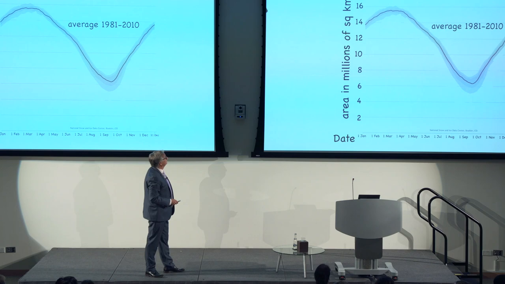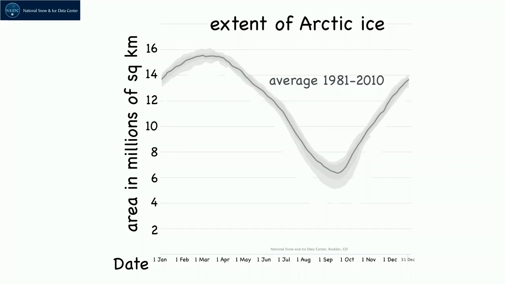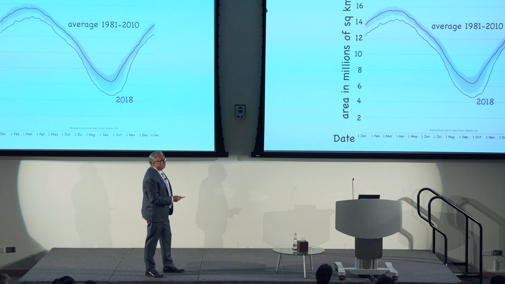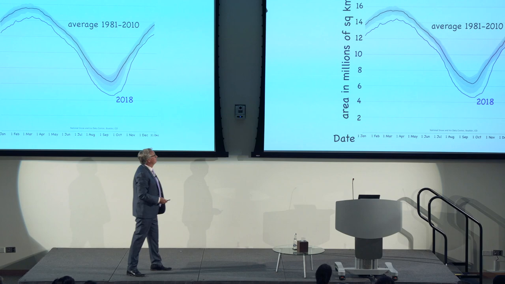The extent of the Arctic ice, the North Pole. So this is the extent of the ice in millions of square kilometers as a function of time of year. In the summertime, as you can see, the ice has retreated. In the wintertime, it's at its maximum. Here's the average for the past 30 years. Here we are at 2018. And as many of you know, we are expecting an ice-free Arctic in the near future, an opportunity for many capitalists to exploit the resources that are present there.